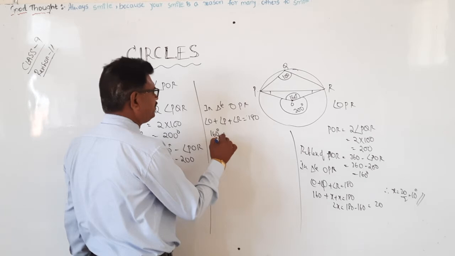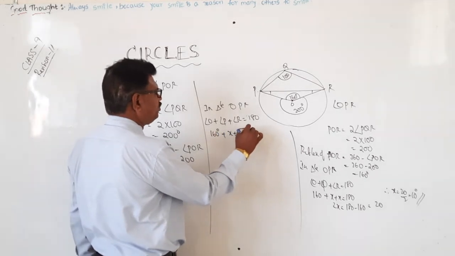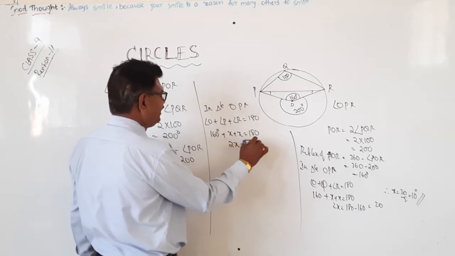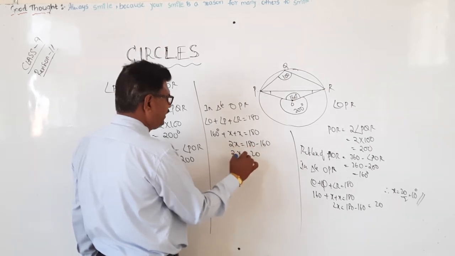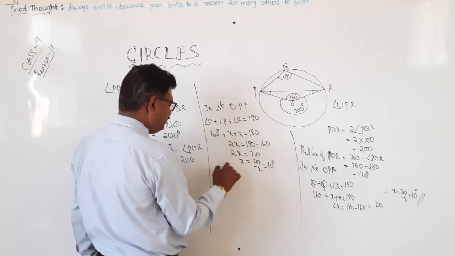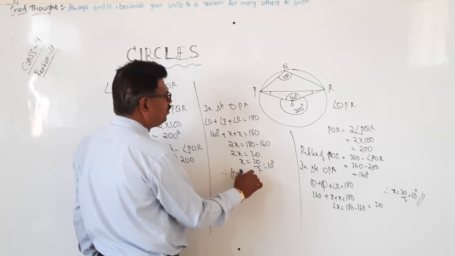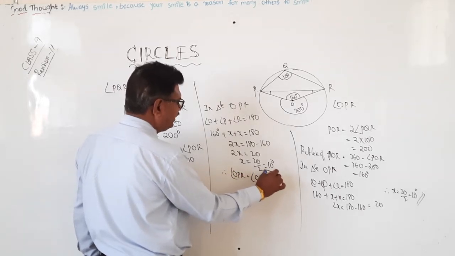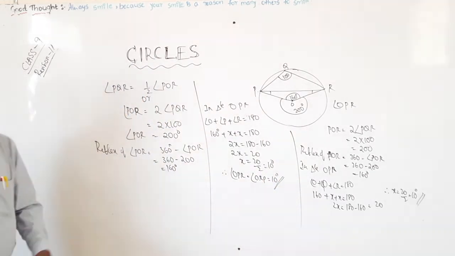Therefore, 160 degrees plus 2x is equal to 180. 2x is equal to 180 minus 160. Therefore, 2x is equal to 20, and x is equal to 20 by 2, which is 10 degrees. Therefore, angle OPR is equal to angle ORP, which is equal to 10 degrees. Okay na? Yes, like this you have to find out. Please take down.